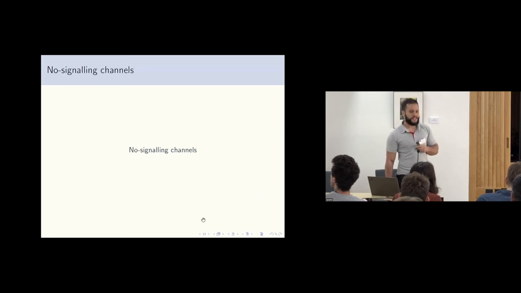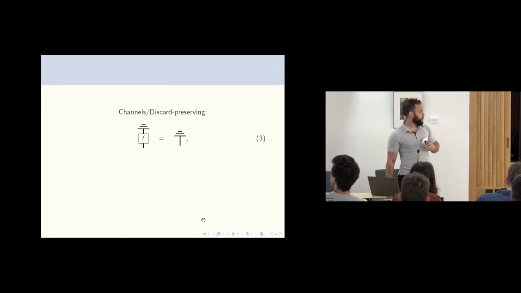Now, about no signaling channels, we will say that a channel is discard preserving if discarding your system after the application of the channel is the same as discarding it before.